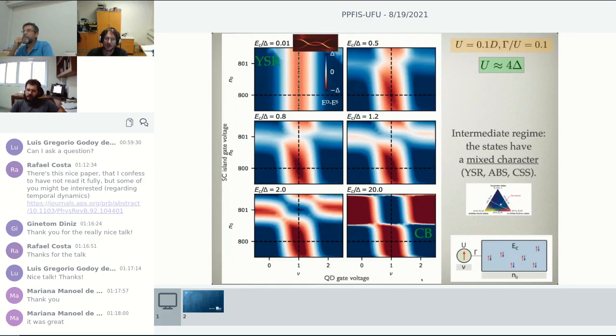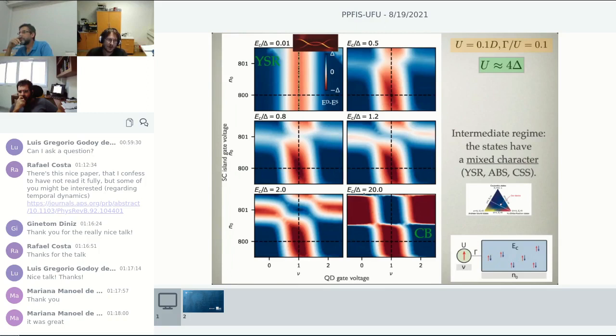So this is new. This is the horizontal direction, the number of electrons on the quantum dot. And the vertical direction is the voltage applied to the superconductor, so this one is controlling the number of electrons in this region.